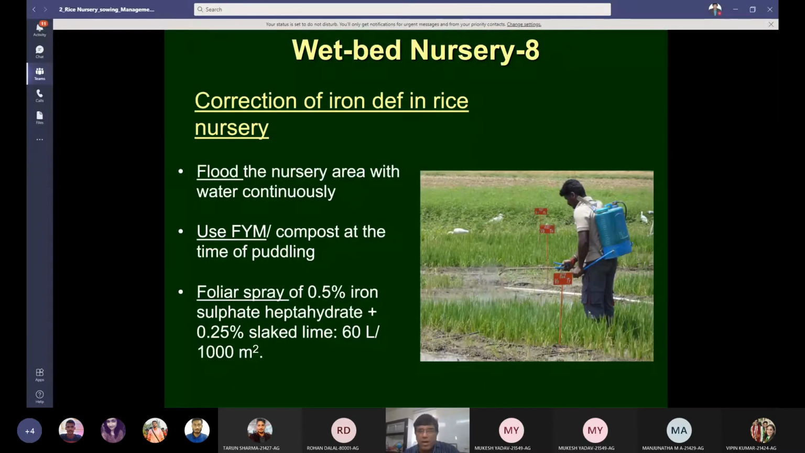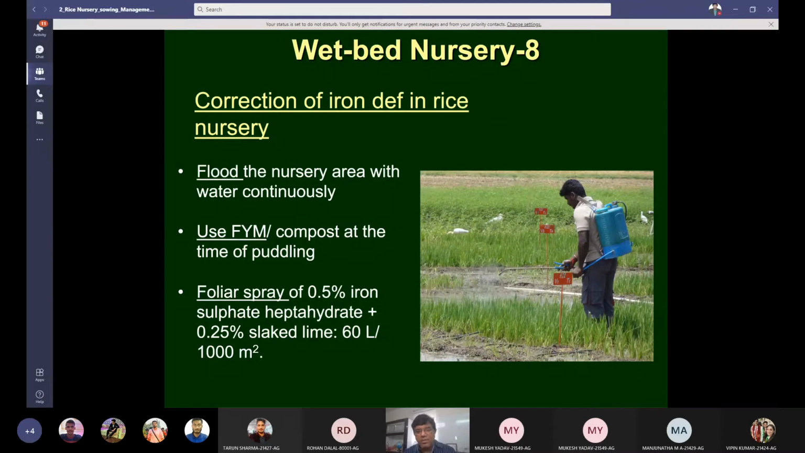So now how to correct the iron deficiency in rice nursery? This is important. One and the best option is to flood the nursery area with water continuously. If you keep this principle in practice under rice nursery, then your rice will never face iron deficiency if sufficient water is standing in the field. Number two, use FYM or compost at the time of puddling.